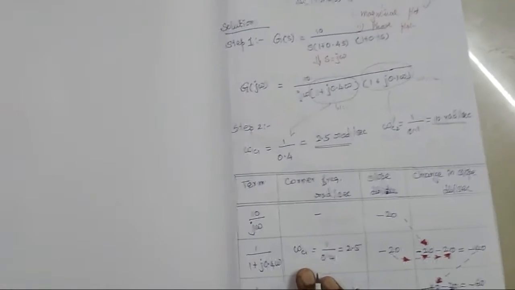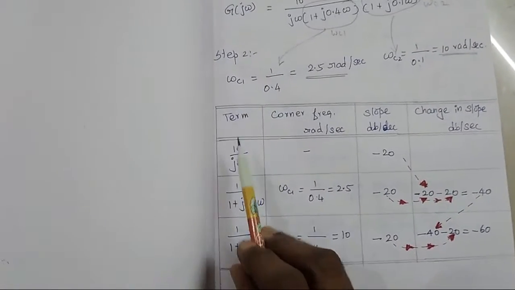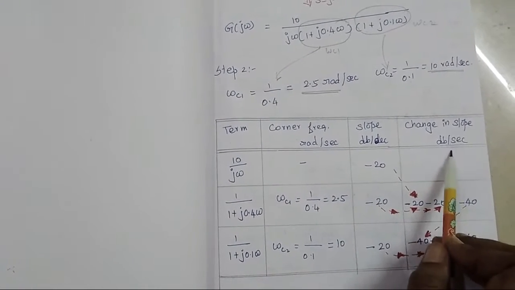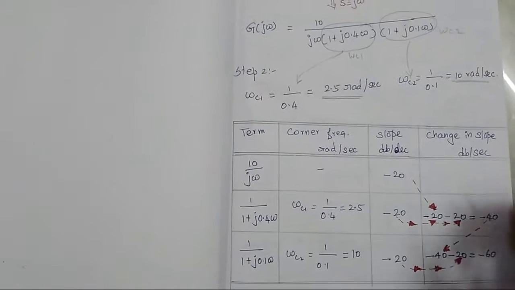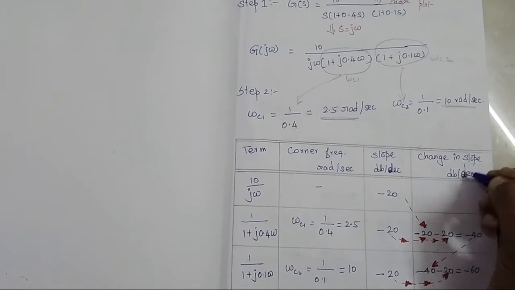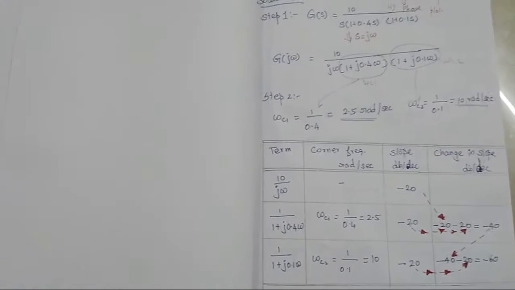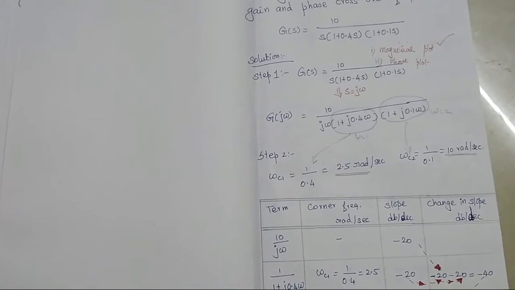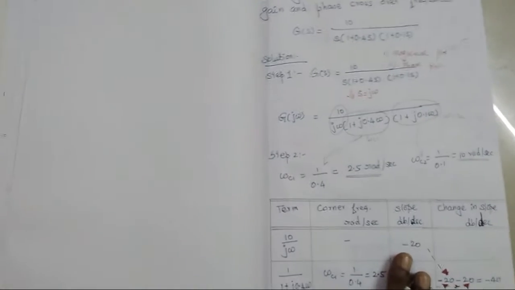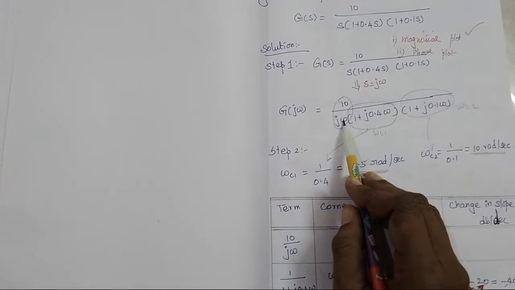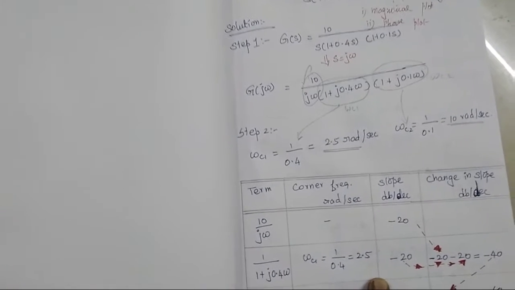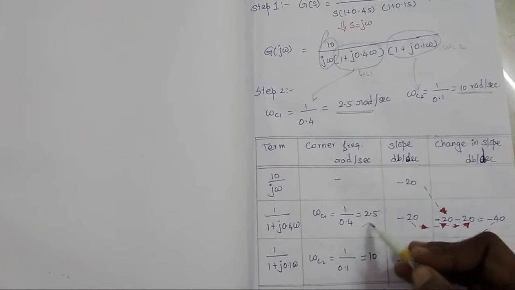So, proceed to the second step with the tabulation. Fill in the columns: corner frequencies, slope dB per decade, and change in slope dB per decade. Now, we discussed in the last video that the first term is made with the constant or integral form. Here we have 10 by S, so this is our first term. Then, as per the increasing order of corner frequency, we have to make the second and third terms.